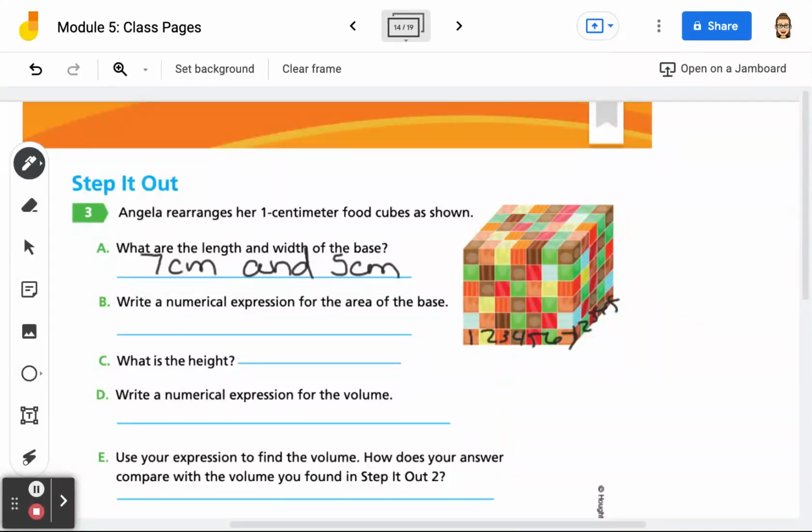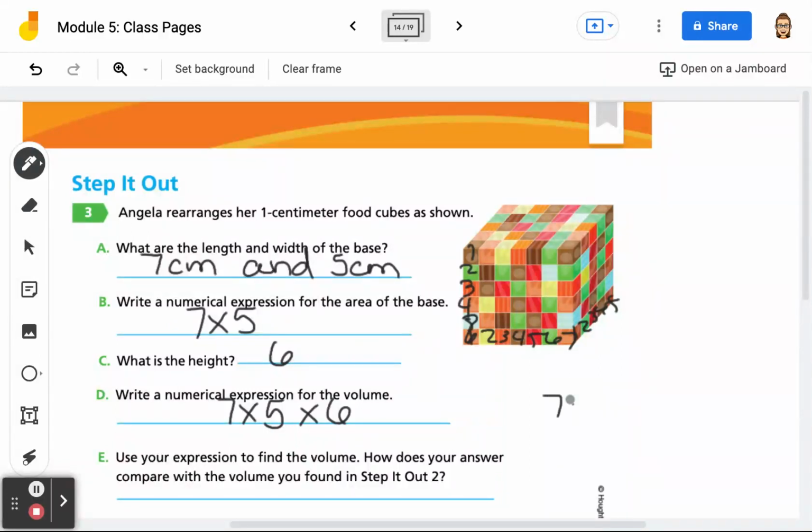So our numerical expression to find the area of the base would be 7 times 5. And then the height, 1, 2, 3, 4, 5, 6. So that'd be 6. And the numerical expression to find the volume would just be that whole 7 times 5, and then we multiply it by 6. So then it says use your expression to find the volume. And how does your answer compare to the volume found in the step it out 2?